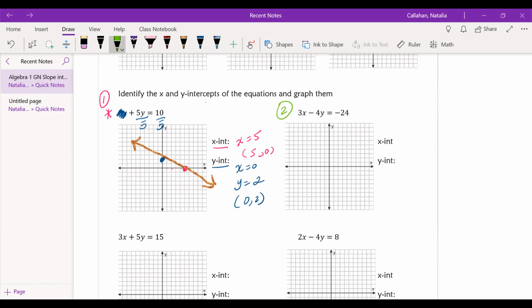For number 2, to find the x-intercept, you want to assume y equals 0. So I'm just going to cover the y, divide by 3 on both sides. So my x is equal to negative 8. My first point is negative 8, 0. So 1, 2, 3, 4, 5, 6, 7, 8.